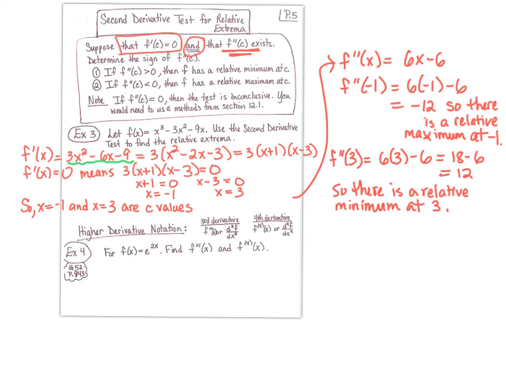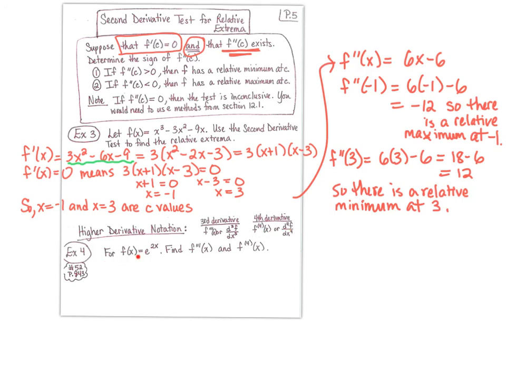Example 4, higher derivative notation. Before we talk about example 4, let me introduce the notation to you. If you want to find the third derivative, in prime notation, f triple prime of x, or d3 of f over dx cubed, which means take the third derivative of f with respect to x. Fourth derivative: after 3 ticks, we don't write 4 ticks anymore. We just write the number. So the fourth derivative would be written this way, or this way in Leibniz notation.